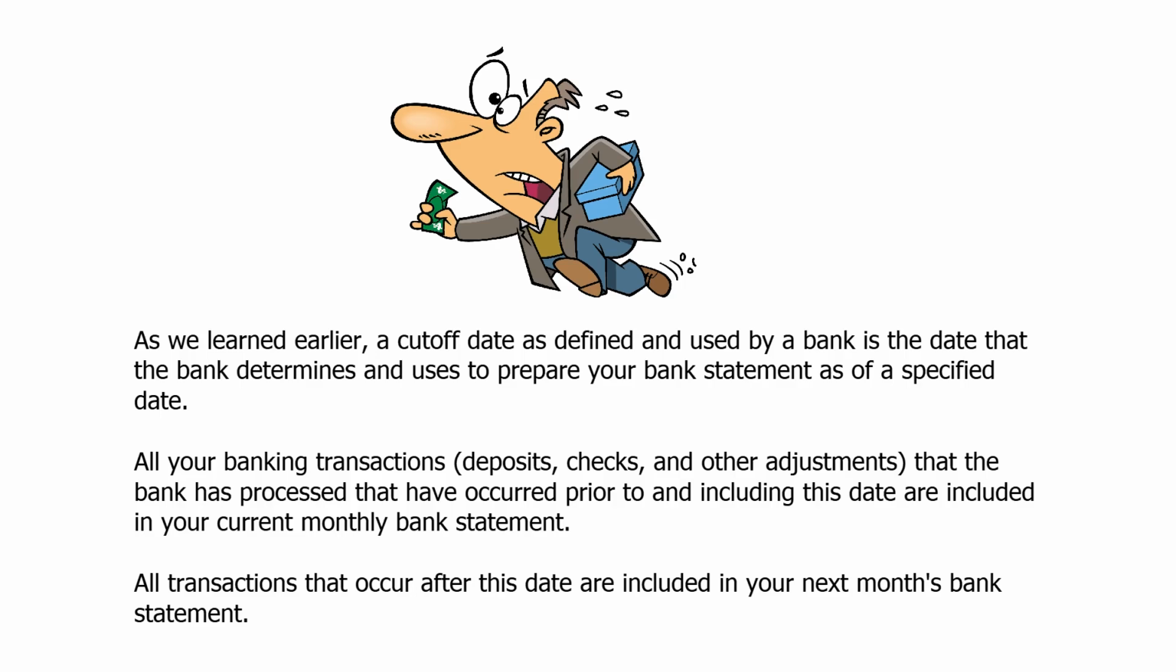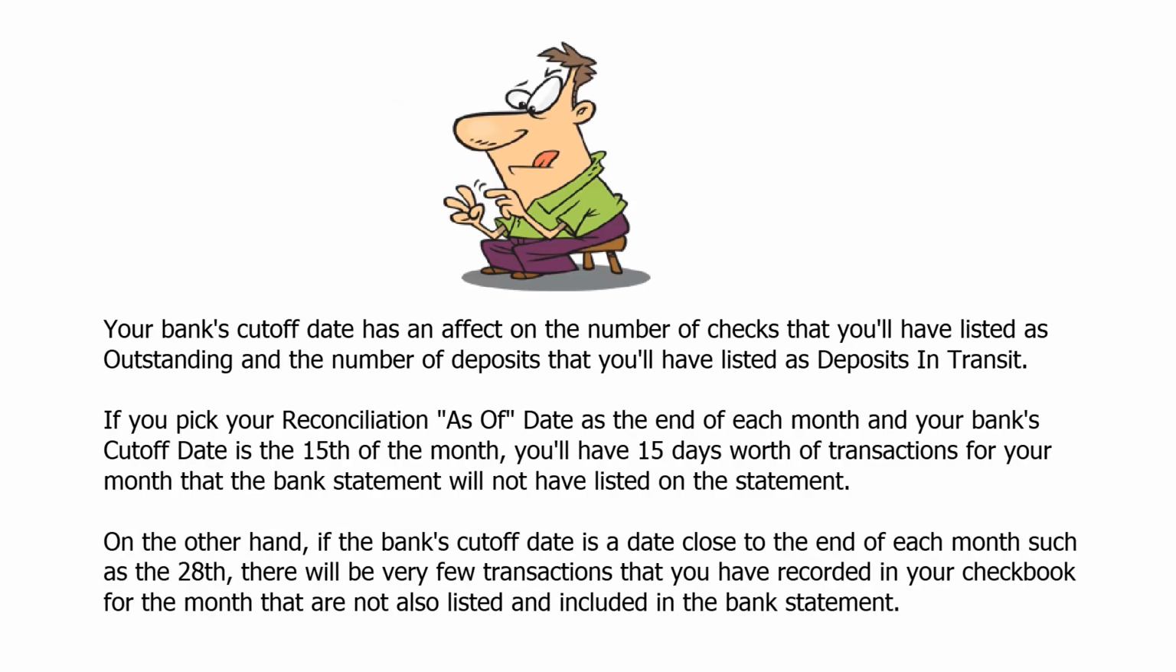Your bank's cutoff date has an effect on the number of checks that you'll have listed as outstanding and the number of deposits that you'll have listed as deposits in transit. If you pick your reconciliation as of date as the end of each month and your bank's cutoff date as the 15th of the month, you'll have 15 days worth of transactions for your month that the bank statement will not have listed on the statement. On the other hand, if the bank's cutoff date is close to the end of each month, such as the 28th, there will be very few transactions that you have recorded in your checkbook for the month that are not also listed and included in the bank statement.